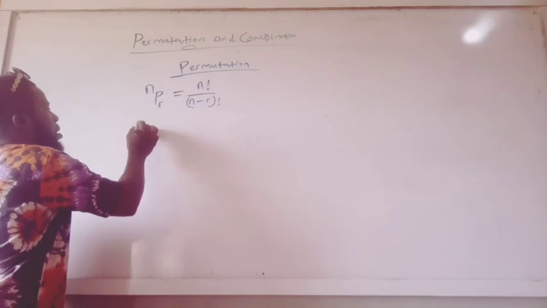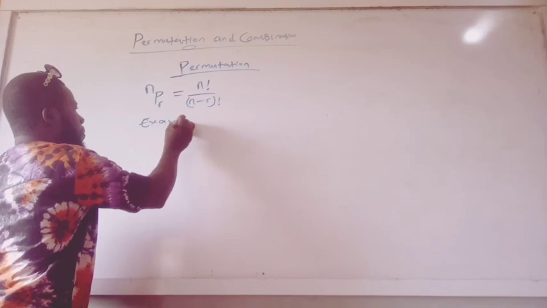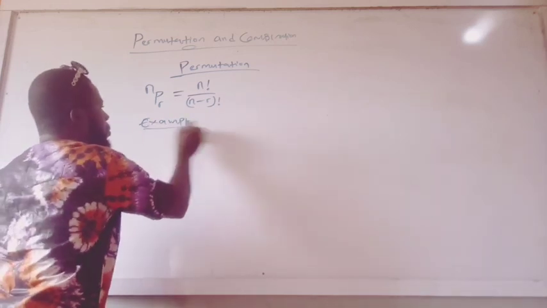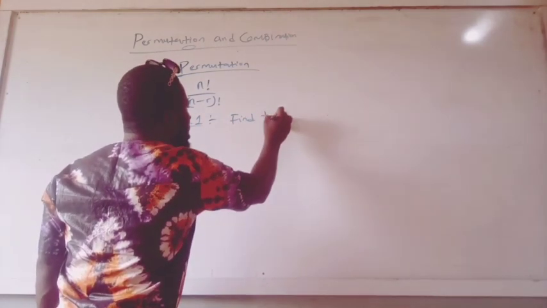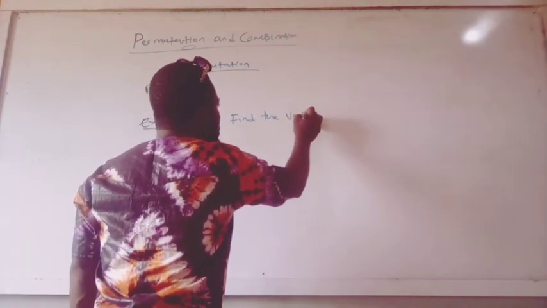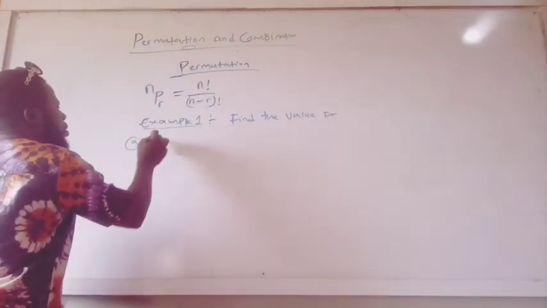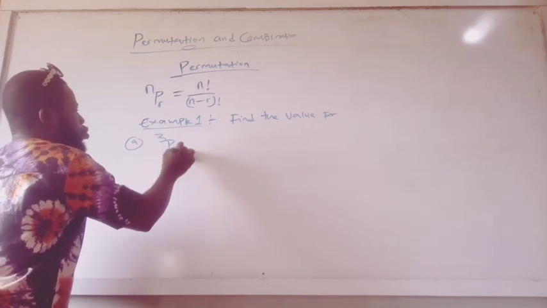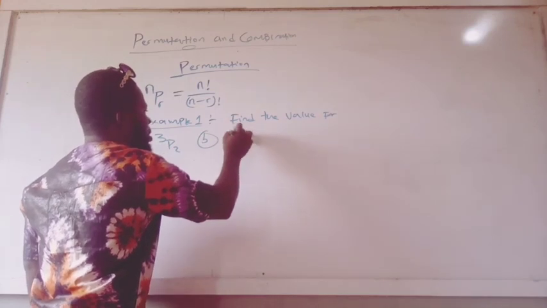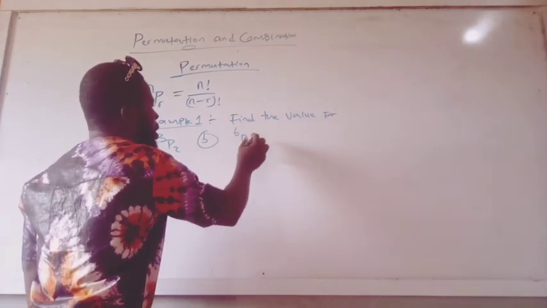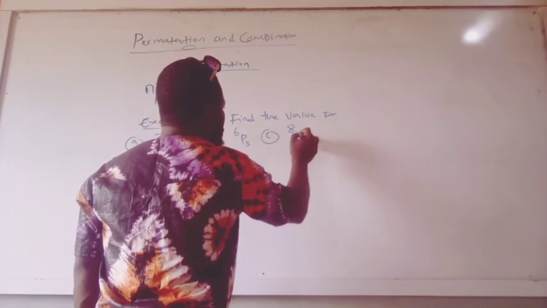So if you are given this example 1, find the value for a, 3 permutation 2, b, 6 permutation 3, and c, 8 permutation 5.